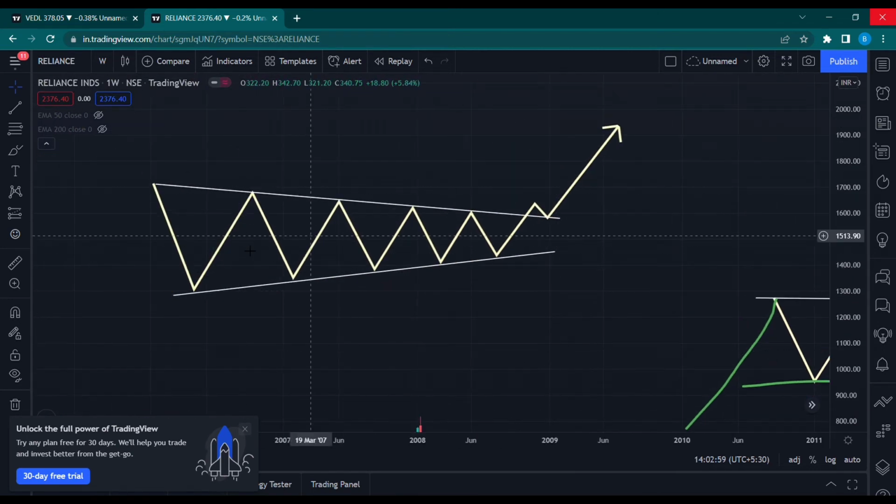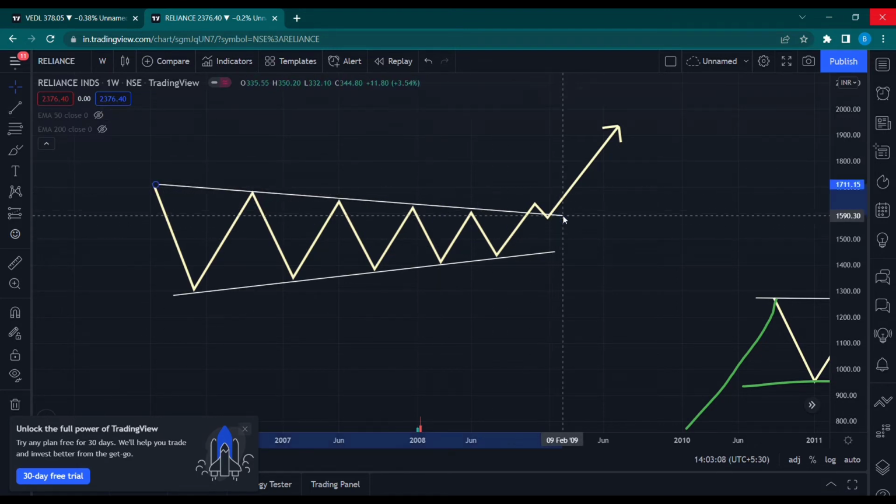This pattern is called a symmetrical triangle pattern, right? In this case, the prices form lower highs and higher lows, right? So it gets into contraction, right? Each time a high is created that is lower than the previous high, and each time a low is created that is higher than the previous low. So this leads to contraction, as you see, and we have an upper trend line and a lower trend line, a support trend line and a resistance trend line, right?